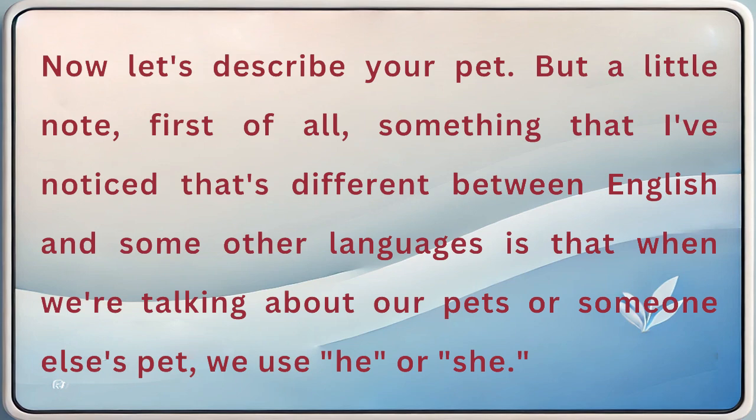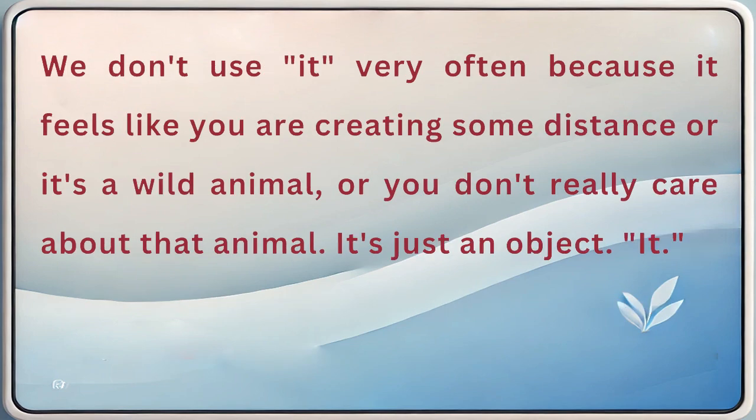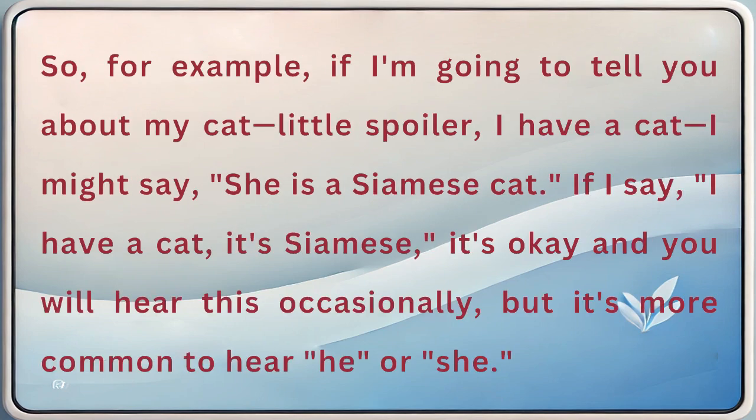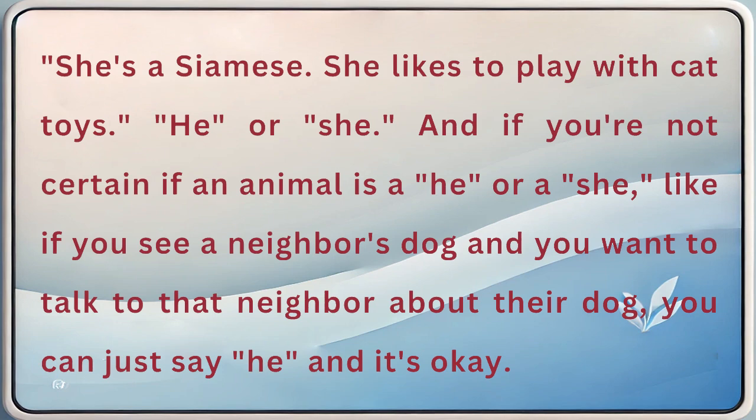Now let's describe your pet. But a little note. First of all, something that I've noticed that's different between English and some other languages is that when we're talking about our pets, or someone else's pet, we use he or she. We don't use it very often because it feels like you are creating some distance, or it's a wild animal, or you don't really care about that animal. It's just an object. So, for example, if I'm going to tell you about my cat, little spoiler, I have a cat, I might say, she is a Siamese cat. If I say, I have a cat, it's Siamese, it's okay, and you will hear this occasionally, but it's more common to hear he or she. She's a Siamese. She likes to play with cat toys.